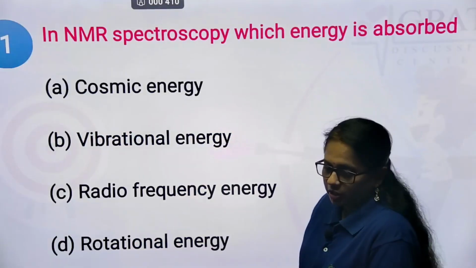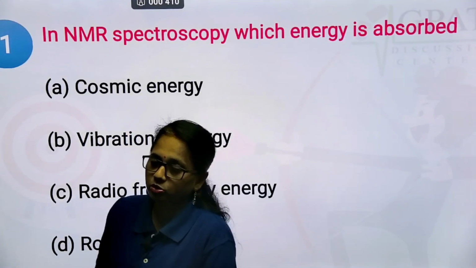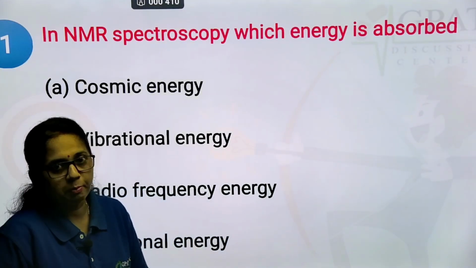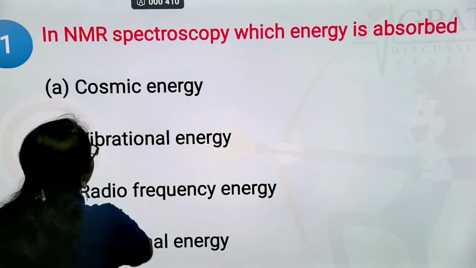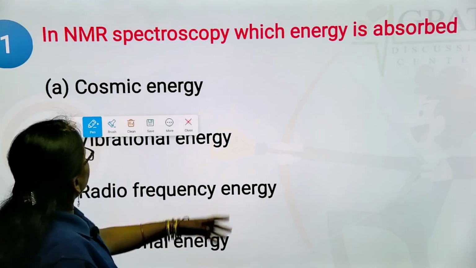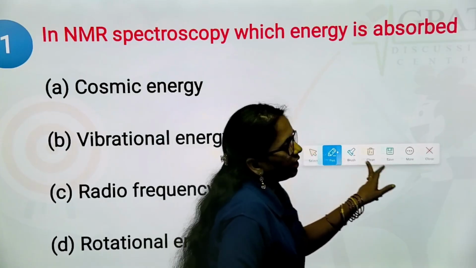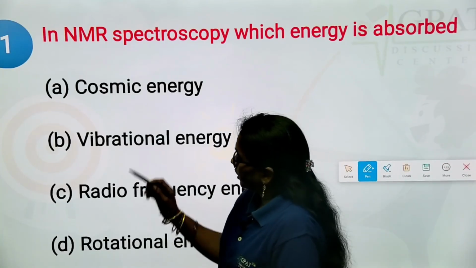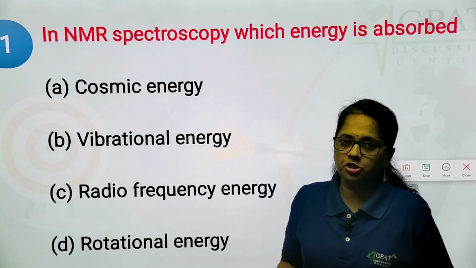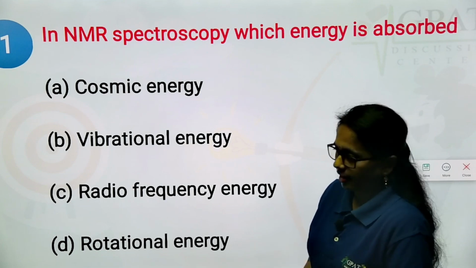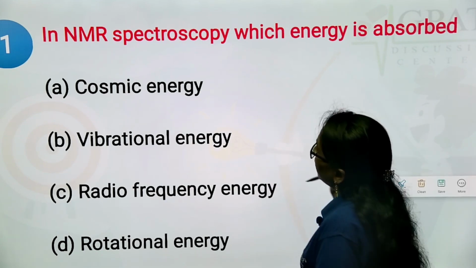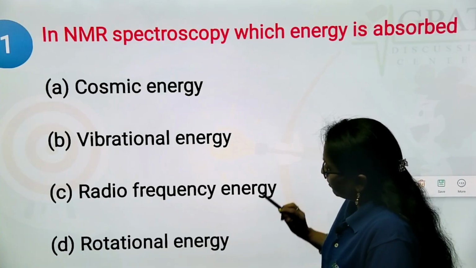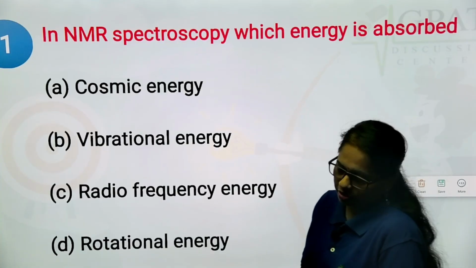The first question is related to NMR spectroscopy. We know that NMR means nuclear magnetic resonance spectroscopy. The question is: in NMR spectroscopy, which energy is absorbed? That means, what is the source of the radiation we are going to use for NMR? The options given are cosmic energy, vibrational, radio frequency energy and rotational energy.